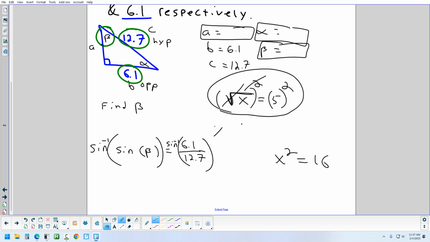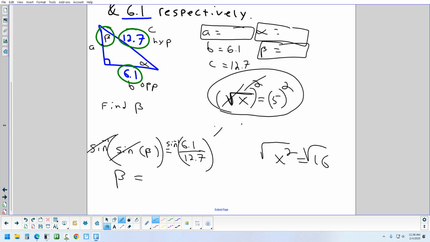Just like if you had that, you don't say multiply both sides by the square root. That doesn't make sense. What you say here is take the square root of both sides. Okay, take. That's the verb you want to say. Take the square root, take the inverse sine. Inverse sine and regular sine are gone. Now you have the angle by itself. That's what inverse trig does.